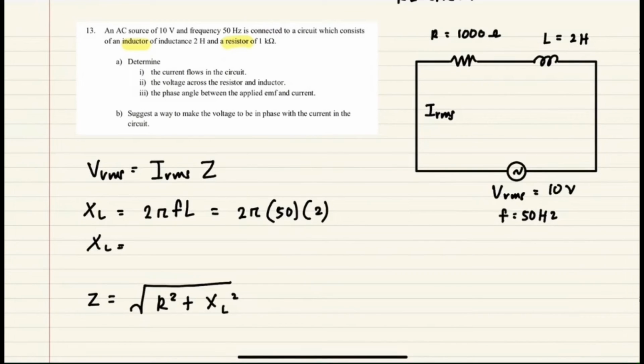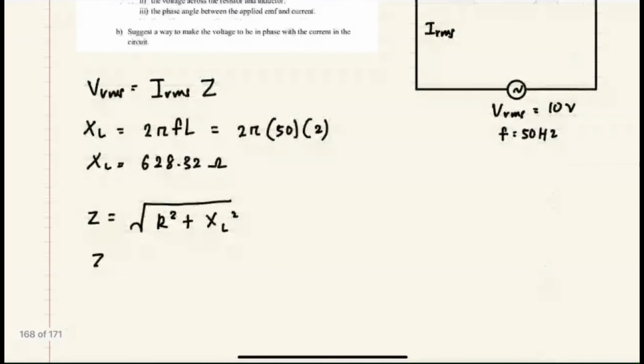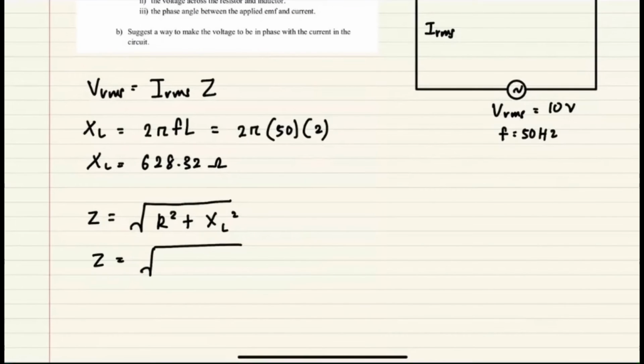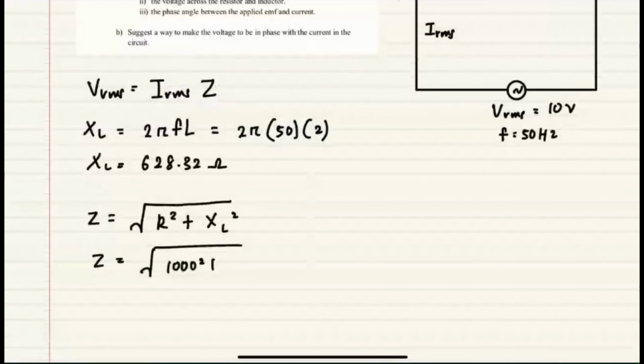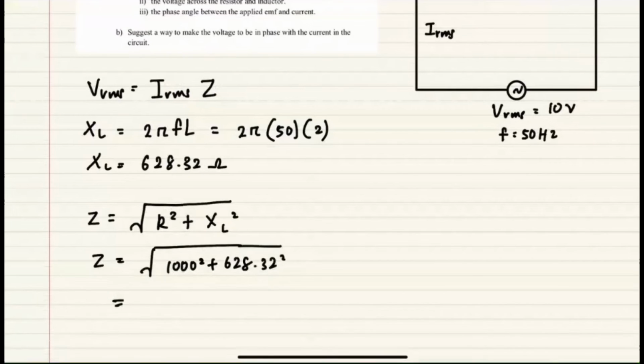So got here is 628.32. Okay, the unit will be in ohm. Nilai ni yang kita masuk dalam XL tu, so that you can find the Z. Tadi 1000 square plus 628.32 square. Okay, the square root I got here is 1181.01 ohm, jangan lupa square root.